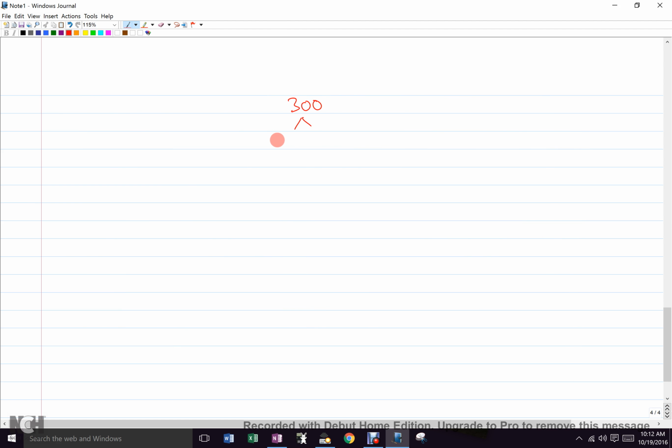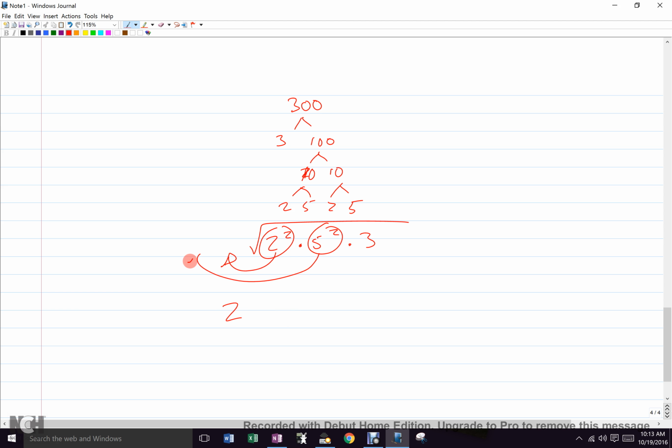300, 3 times 100, 10 times 10, 2 times 5, 2 times 5. Agreed? So it's 2 squared times 5 squared times 3, all under there, yes? There's a group of 2, so what comes out? 2. There's a group of 2, so what comes out? 5. And what was left under there? 3. What do I do with coefficients? 5 times 2, 10 root 3.